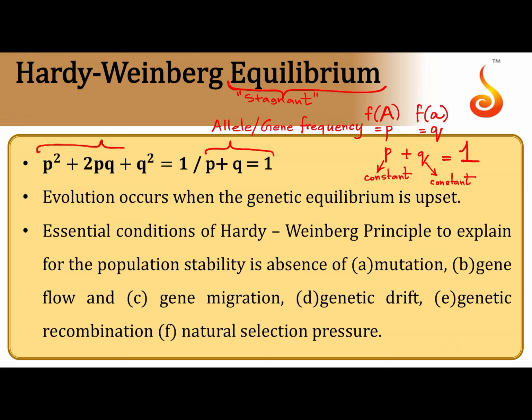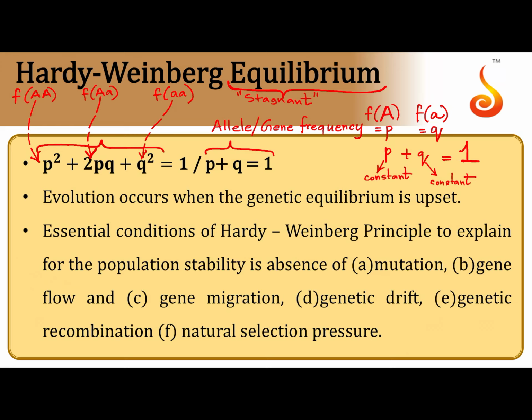The second part of Hardy Weinberg equilibrium talks about genotypic frequency. Say you can make three genotypes out of two alleles, capital A and small a. You can obtain a genotype which is homozygous dominant, and then heterozygous capital A small a, and homozygous recessive. The frequency of the homozygous dominant individual will be p square, the frequency of heterozygote will be 2pq, and the frequency of double recessive individual will be q square.